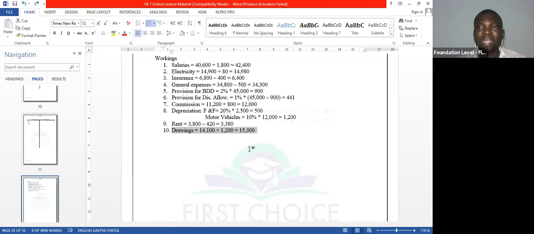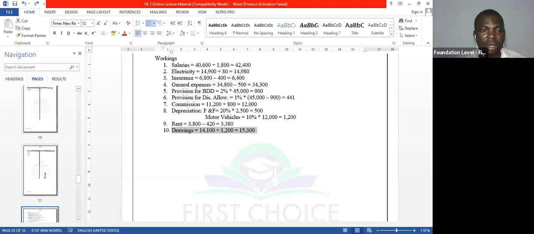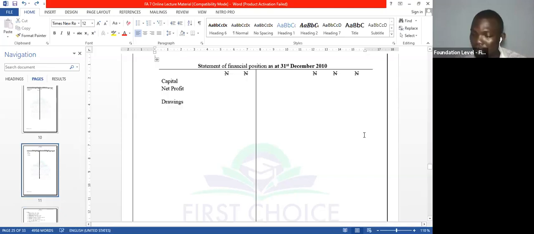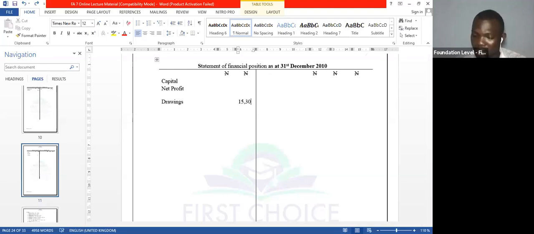Now, if you look at what we did last class under our T format, we took one leg to the drawings account and the second leg went to the cost of sales. So now let's do that. Here we have our drawings, based on the information given to us. Our drawings is 15,300.